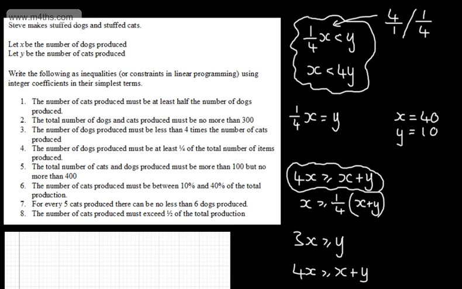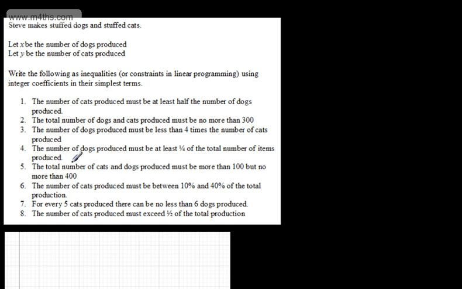Okay, let's look at question number 5. The total number of cats and dogs produced must be more than 100, but no more than 400. So if we do that, we're going to have 100, and we've got more than. This is going to be a strict inequality, and then we're going to have x plus y. X plus y is the total number of the dogs and cats produced, and this now has to be no more than 400, and that's how we could write it.